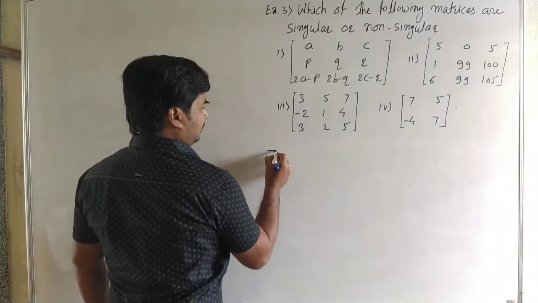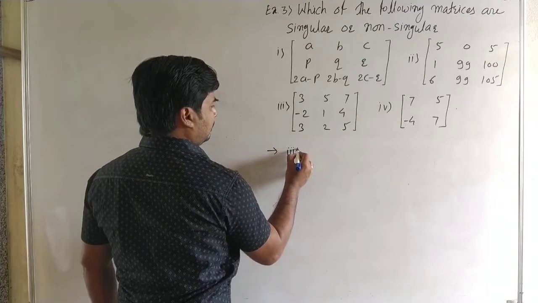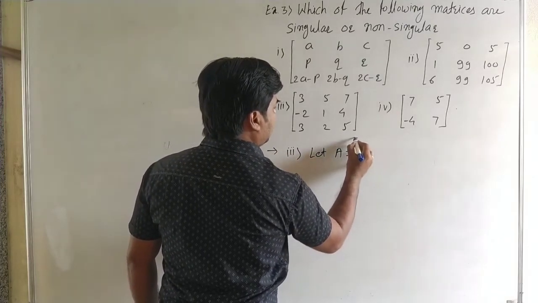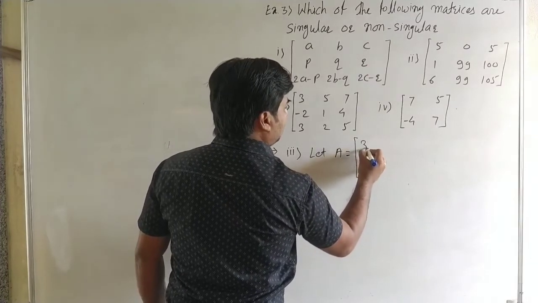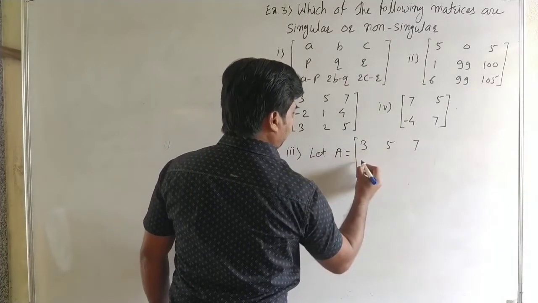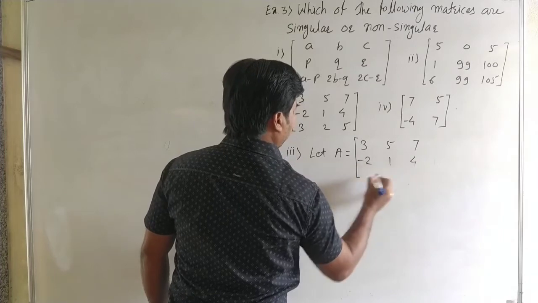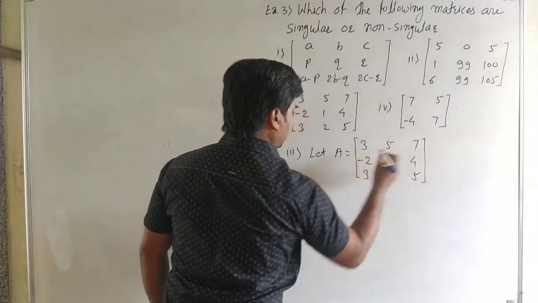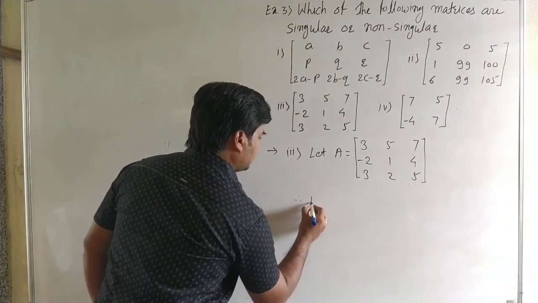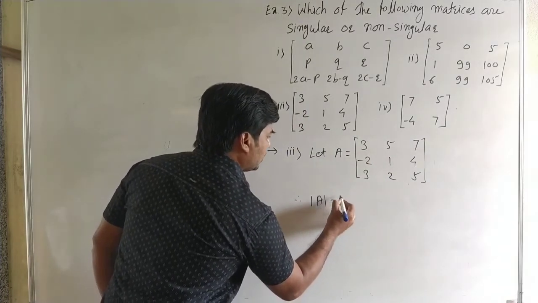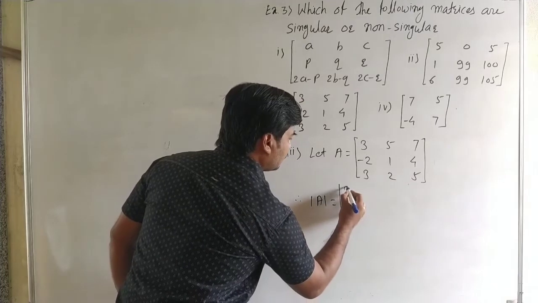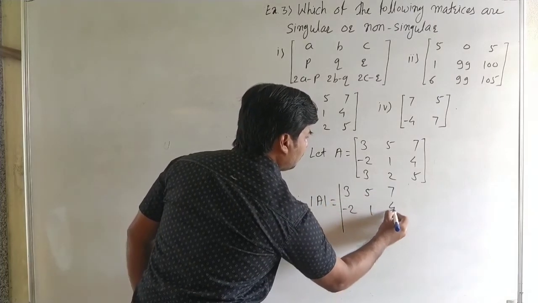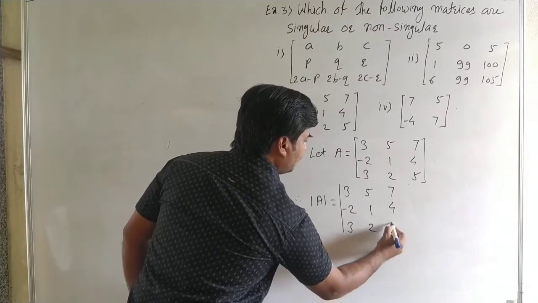Third example. Here, let A be the matrix with rows 3, 5, 7; minus 2, 1, 4; 3, 2, 5. Okay, it is a matrix. Now find the determinant of this matrix. Therefore, determinant of A is equal to the determinant with rows 3, 5, 7; minus 2, 1, 4; 3, 2, 5.